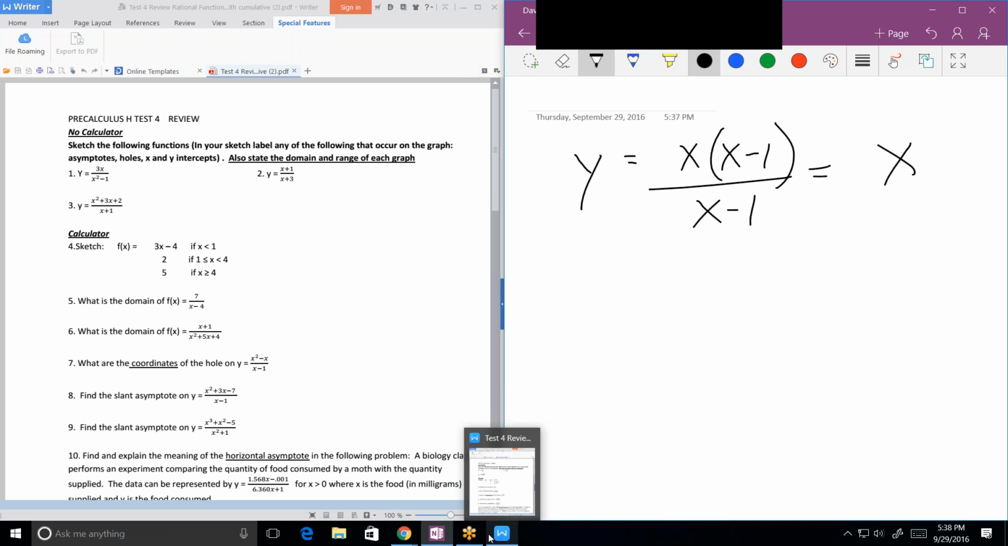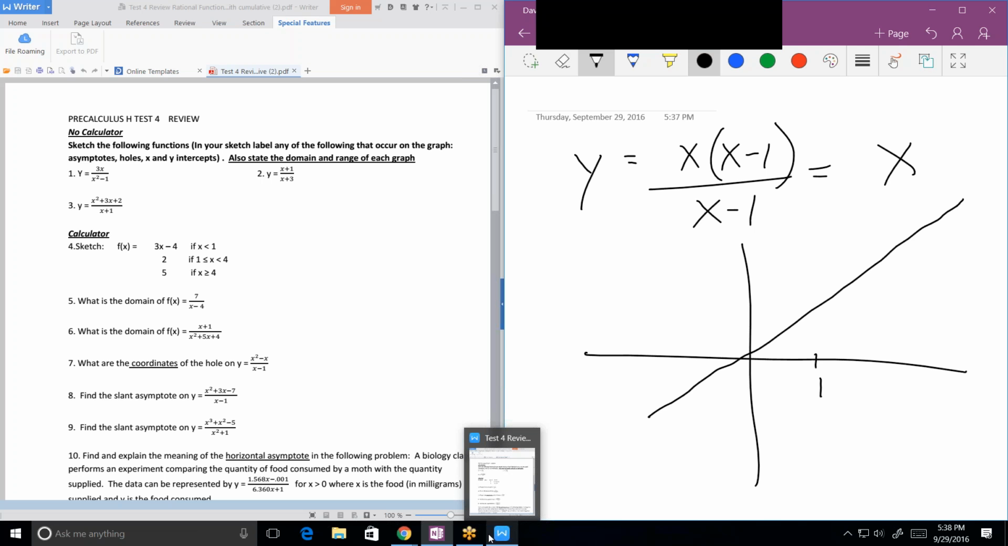At +1. Okay. What are the coordinates of that hole? In other words, the function looks like this. That's y equal x. You said there was a hole at +1, so the hole is right there. What are the coordinates of that hole? 1, 1. Yeah, 1, 1, which means y can never be 1 and x can never be 1.